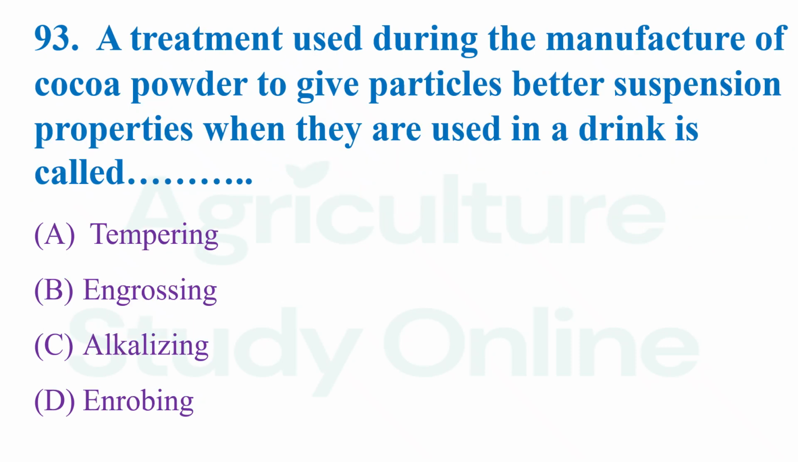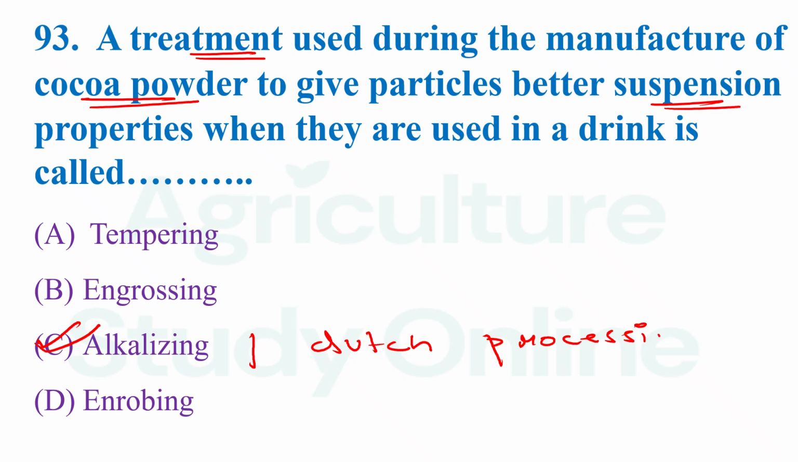Question number 93. A treatment which is used during the manufacture of cocoa powder to give particles better suspension properties when they are used in a drink is called alkalization, or another name is the Dutch process in cocoa technology. When alkalization is done, it improves dispersion and suspension in liquids like milk or water. It reduces acidity and bitterness, enhances the color, making darker cocoa, and even improves the flavor and smoothness. So this is what makes cocoa powder mix easily in drinks without settling.